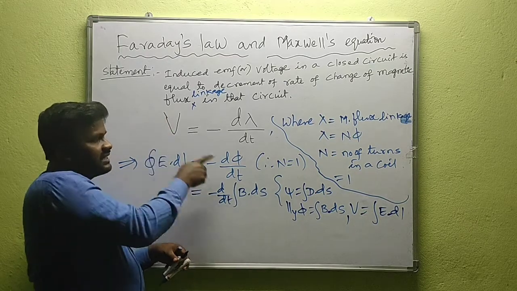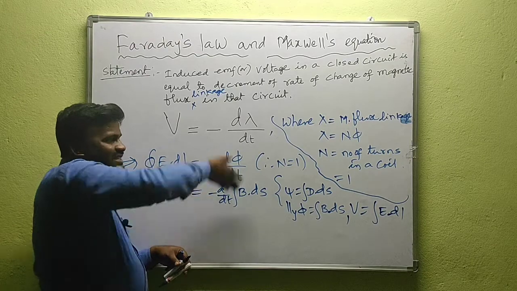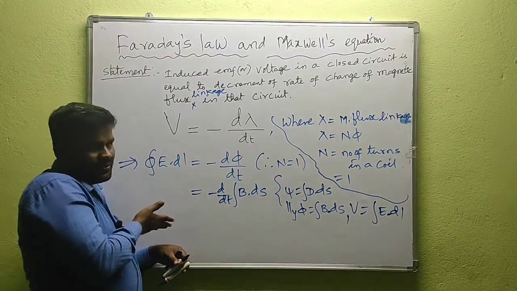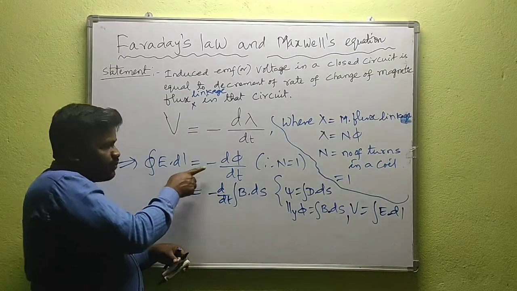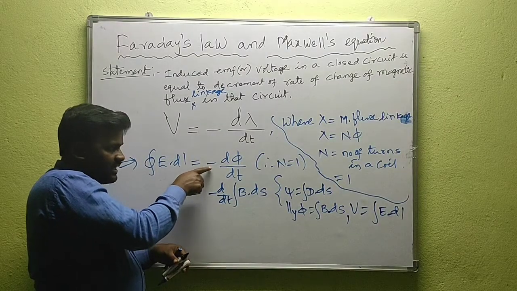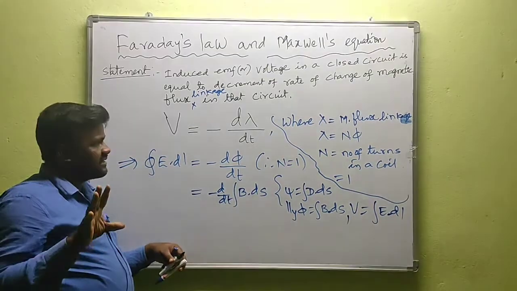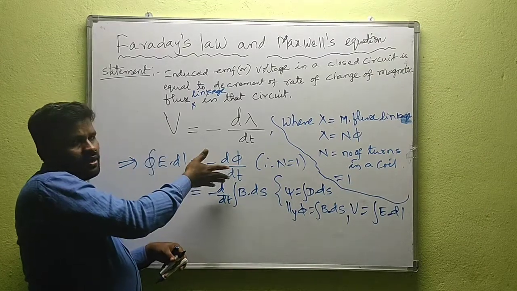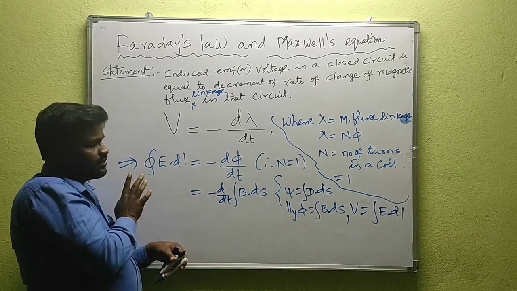Suppose if this one is increased, this one is also increased. If there is no negative sign, the change in the flux with respect to time would keep increasing up to infinity. That's why we need to put this negative sign. This negative sign is due to Lenz's law. Okay, Lenz's law says that this induced EMF always opposes this flux.